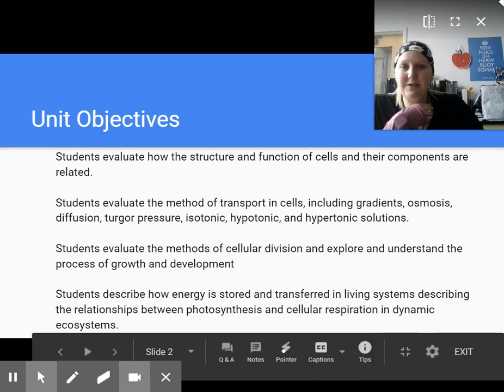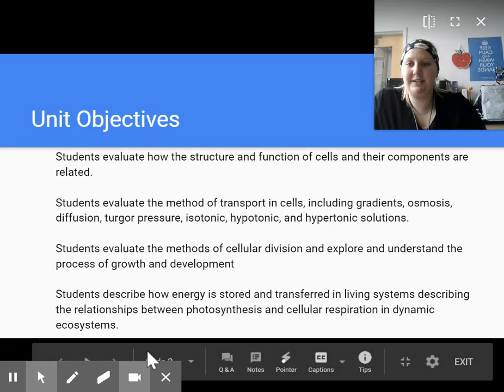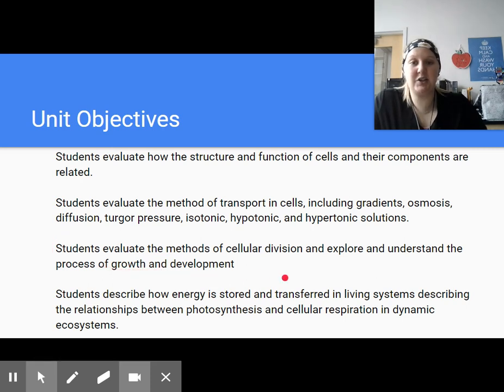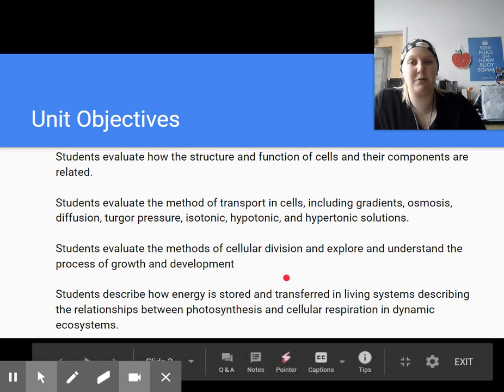Hi guys, so today we are talking about cell division, and we're finally talking about this last objective right here, that we are evaluating the methods of cell division and exploring and understanding the process of growth and development and why it is so important for organisms. This is our last chapter in the current unit that we are working on, and finally we will be getting into genetics.